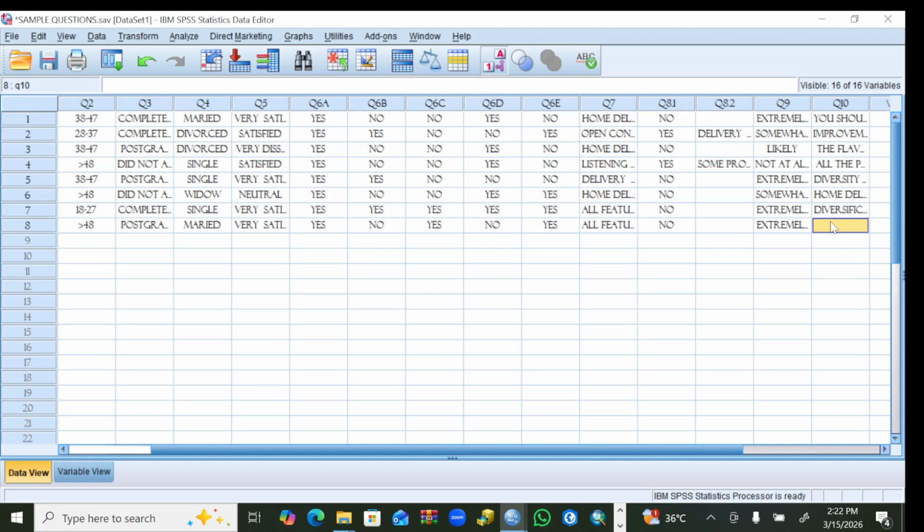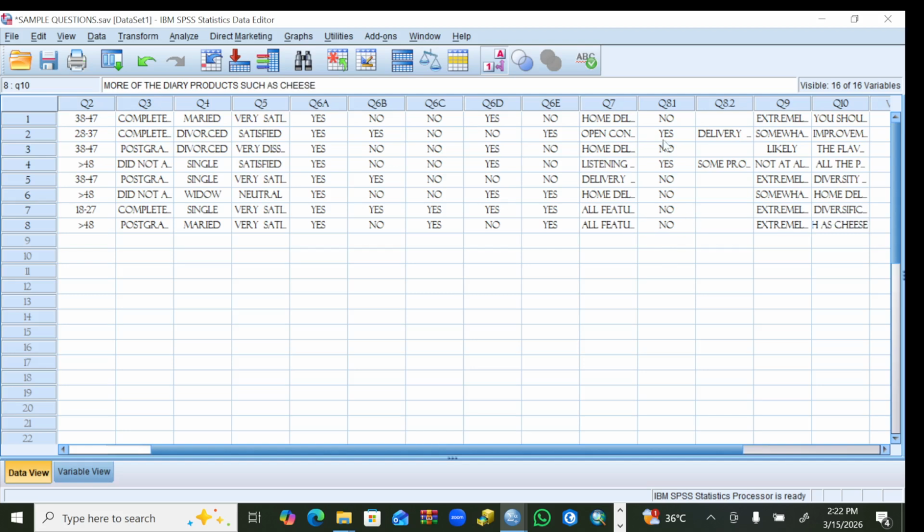And what improvements or additional features would you like to see in the future? So in the future, he would like to have, let me say, more of the dairy products, such as cheese, for example.